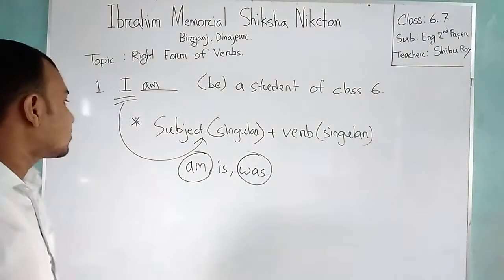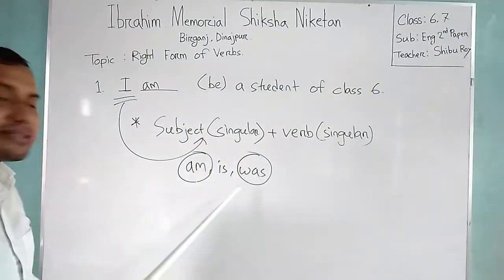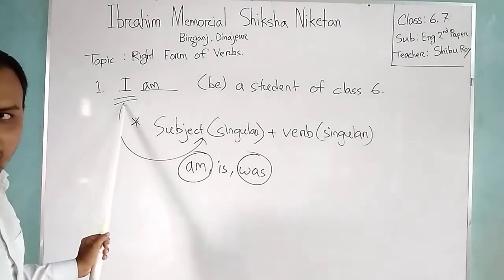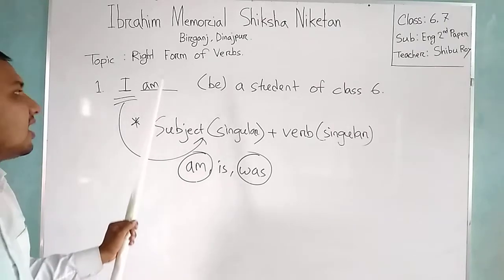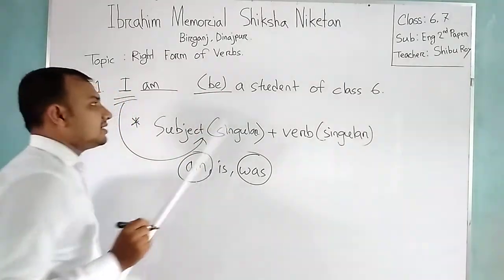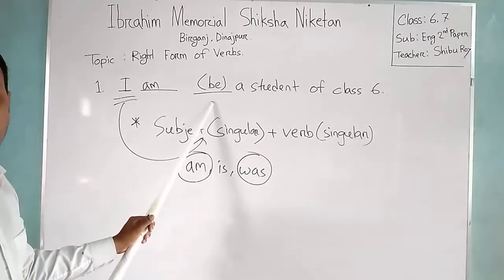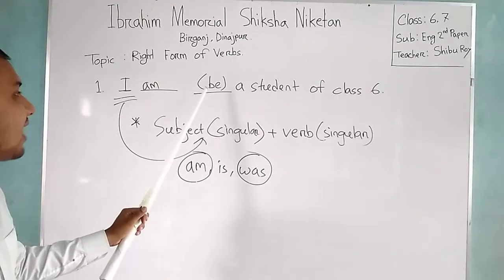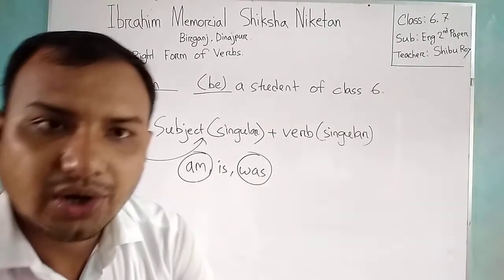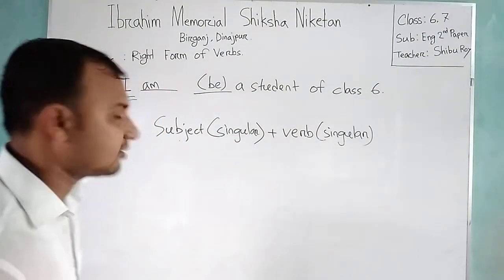You understand it? So we know that singular verbs are am, is, and was. As I am seeing here that I is a singular subject, so I am putting here a singular verb. As we have told, you need to fill this gap with a verb. Why am I putting here am? I am a student of class 6. Hope you understand it. Go for the next one.